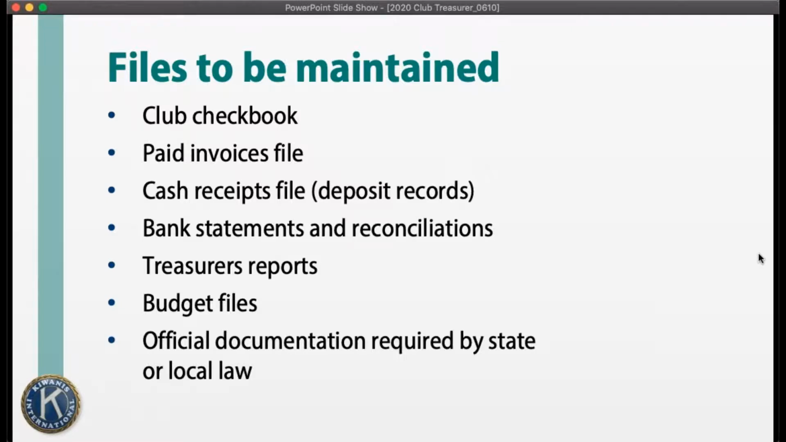Here's a list of general files to maintain throughout your year, including your checkbook, the club's checkbook, all paid invoices, any receipts for any cash dispersed, all bank statements and reconciliations, any treasurer reports that you give at a board of directors meeting or a club meeting, any files related to your club's budget, and then whatever official documentation is required by your state or local law. This will vary from district to district. It can vary from club to club. It can vary within clubs within the same district. So make sure that you are meeting those requirements.